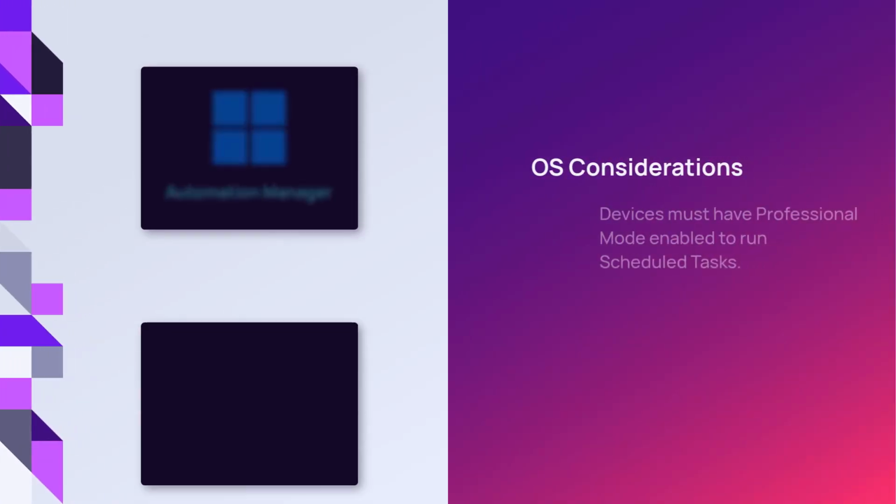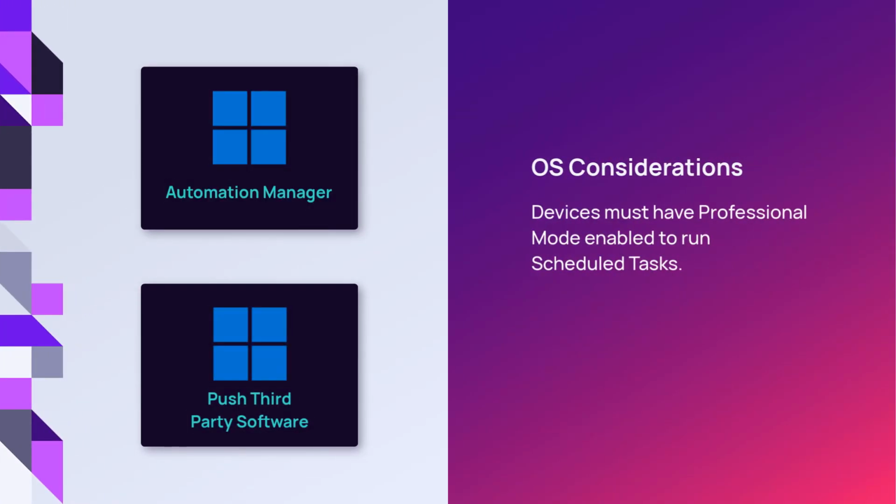Scheduled tasks are only available on professional license mode. Automation Manager and Push third-party software scheduled tasks are only available for Windows devices. If you're planning to add those tasks, be sure that all devices are using Windows OS.